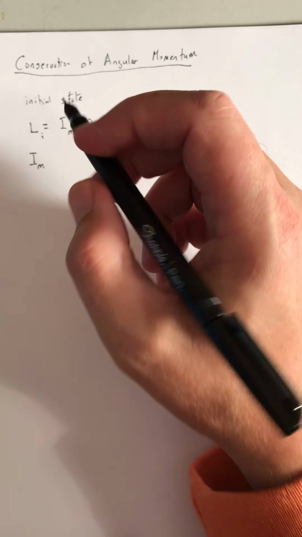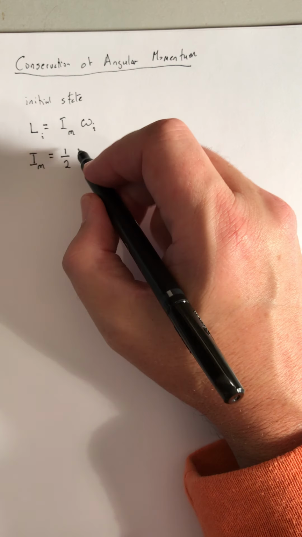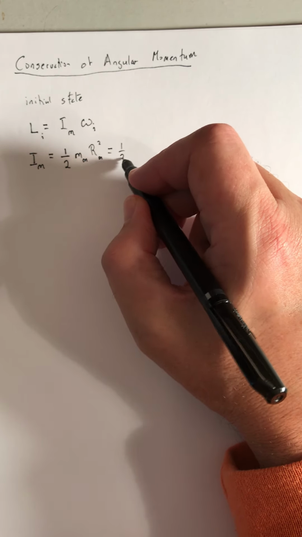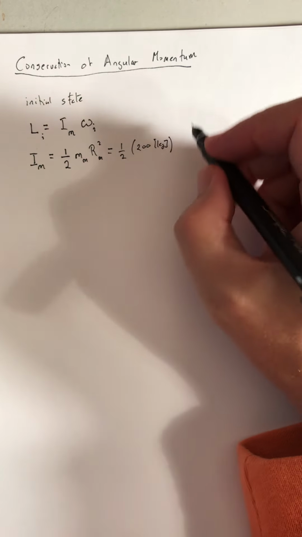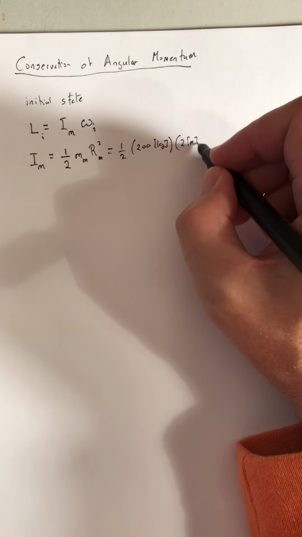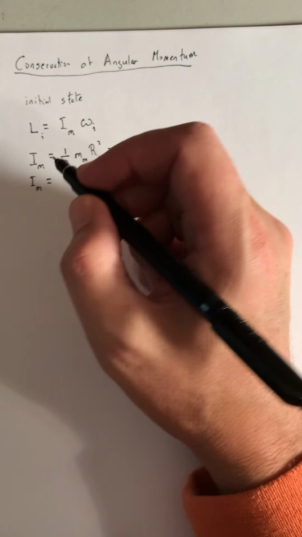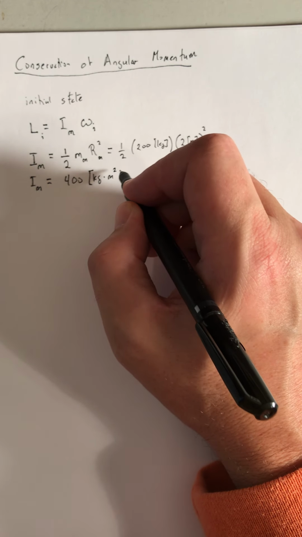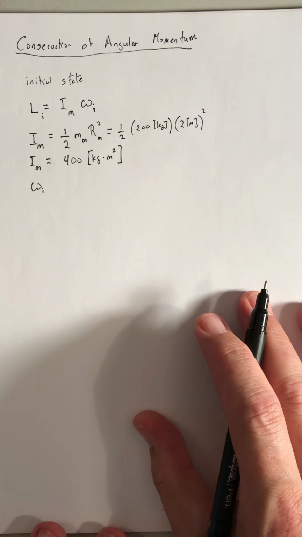So the merry-go-round's rotational inertia is that of a solid disk. So I have a prefactor of a half, mass of the merry-go-round, and radius of the merry-go-round squared. So it's going to be a half times 200 kilograms, and its radius was 2 meters. So that's going to give me a rotational inertia of 400 kilogram meters squared.